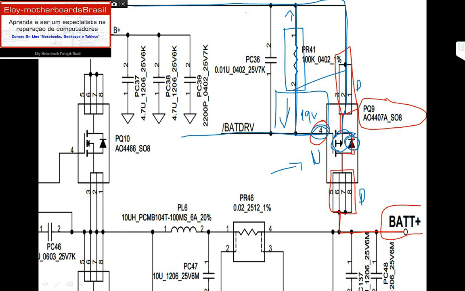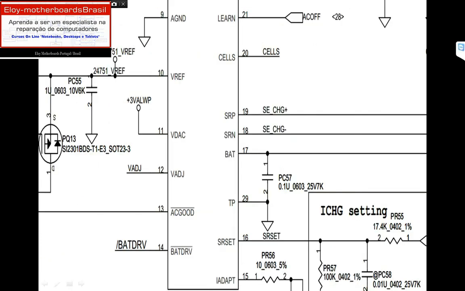So PQ9 will have the battery drive with 7 to 12 volts, right here, but the current will be very low. For us to have a good current and a good voltage, this PQ9 will need the battery drive to be working on. Right here, let me just show you. This battery drive comes from pin 14 of PU4, the charger IC, right here.